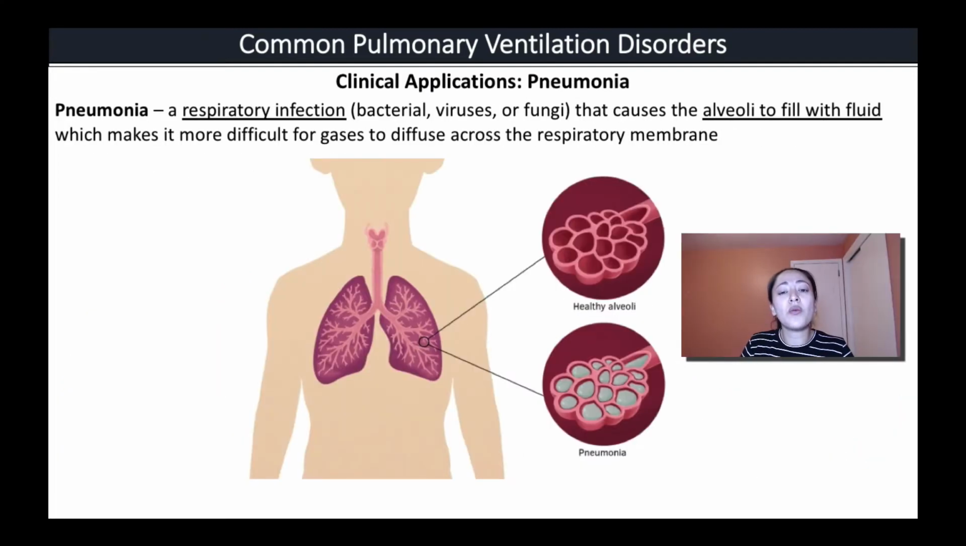The last disorder that we're going to look at is pneumonia. Pneumonia is actually a respiratory infection. It's usually the result of bacterial, viral, or fungal infections. What this causes is your body to have an immense immune response, and the alveoli will actually start to fill with fluid. And when the alveoli begin to fill with fluid, it becomes really difficult to breathe because gases diffuse through fluid slower than they diffuse through air. And so this pretty much thickens the respiratory membrane and makes it really difficult for gas exchange.